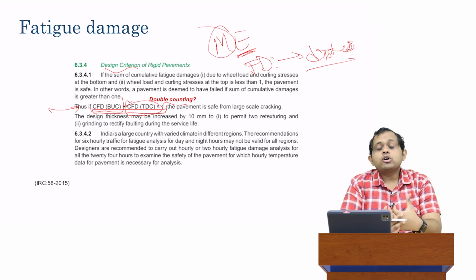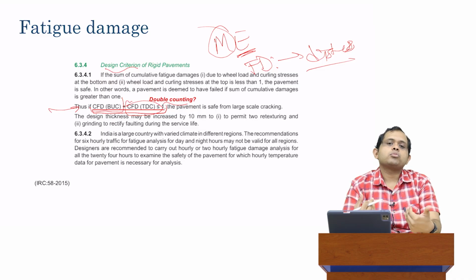Why is that? Because the same slab, the same pavement can have top down cracking as well as bottom up cracking. After all, top down cracking and bottom up cracking depend on a transient temperature condition. The same pavement during the day will experience bottom up cracking and during the night will experience top down cracking.